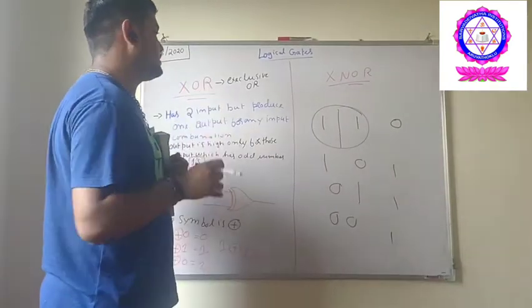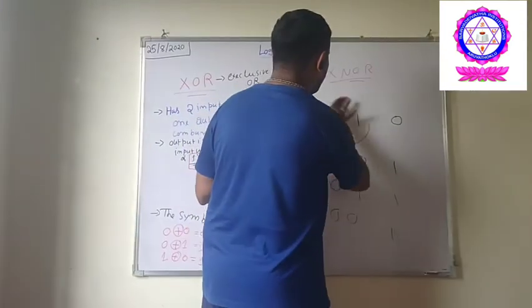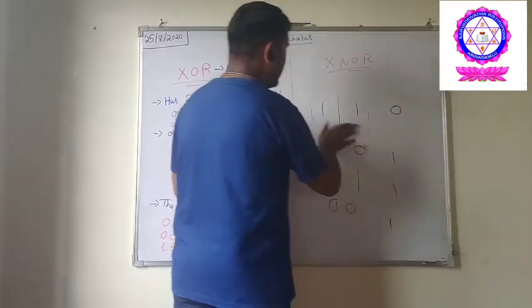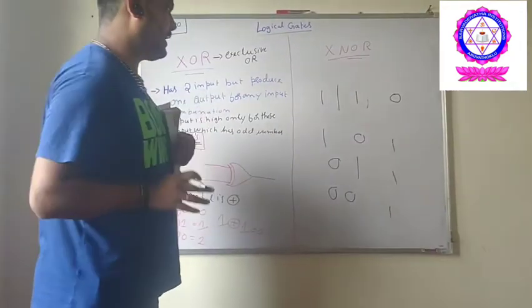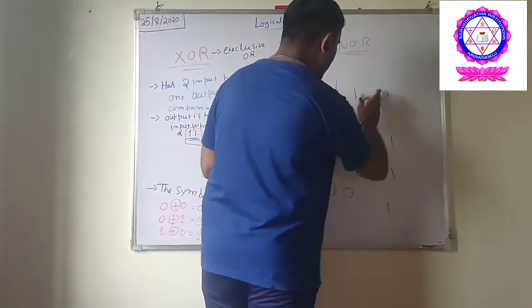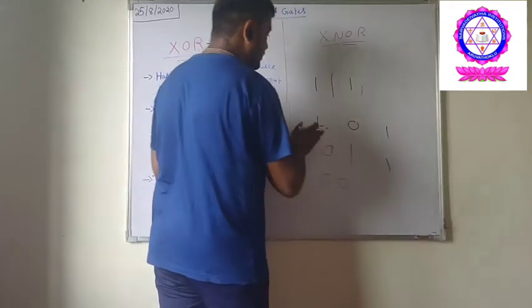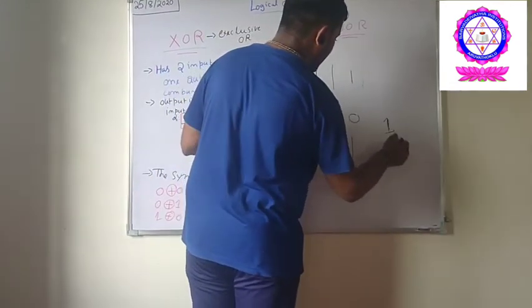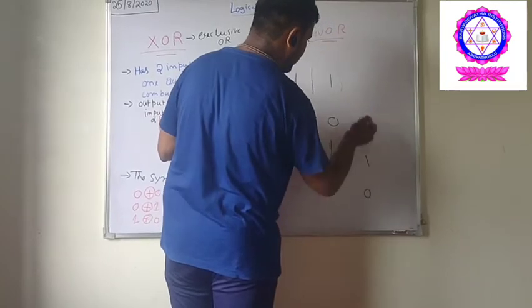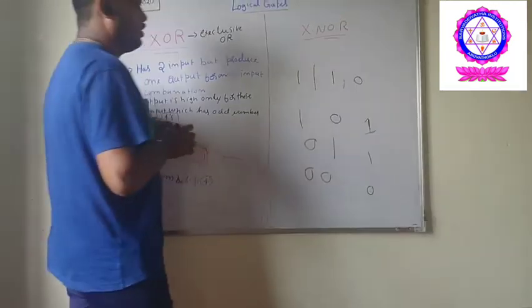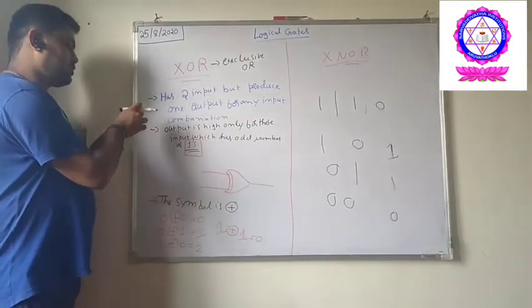But the twist here is that wherever you have an odd number of ones, your output will be high. For example, if you have an odd number of ones in the input, the output becomes high. If you do not have an odd number of ones, then your output will be low. So this is what exclusive OR does.